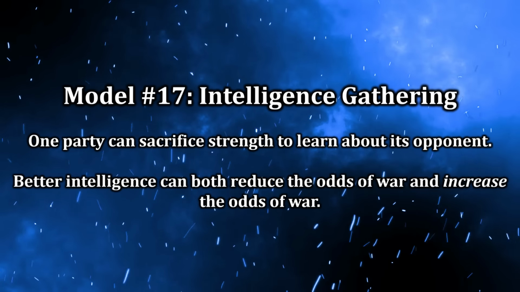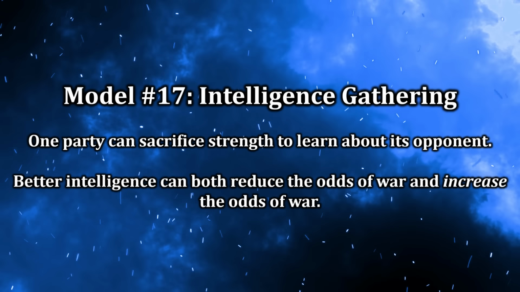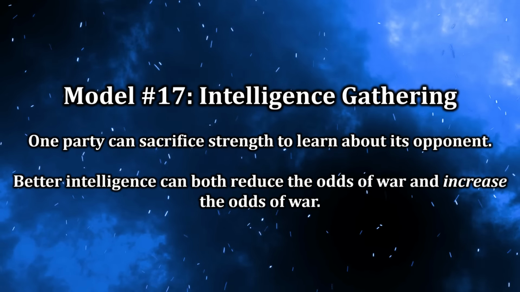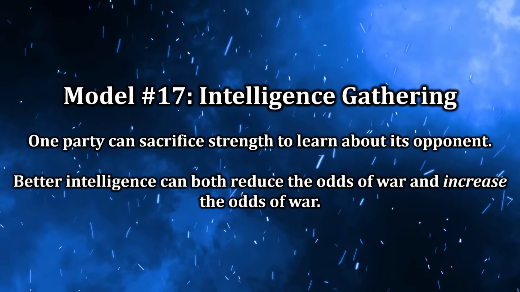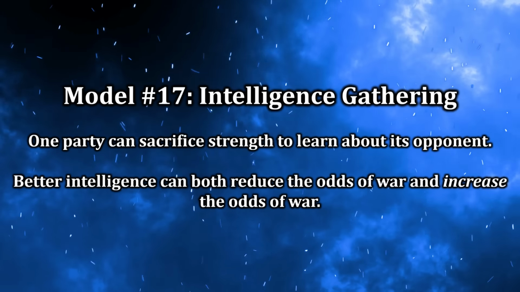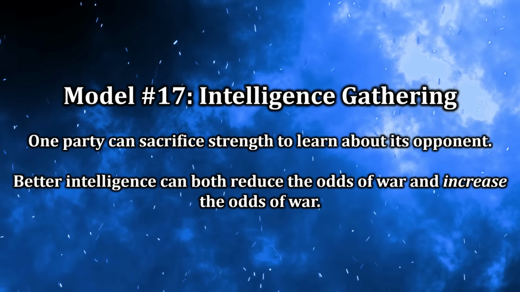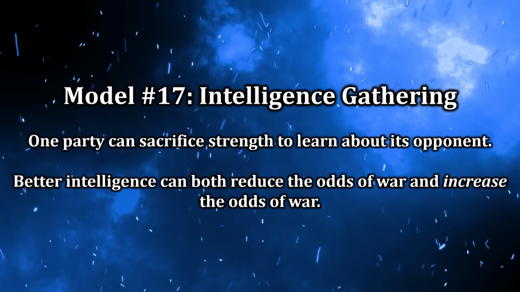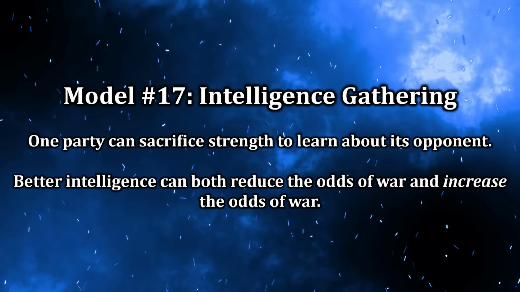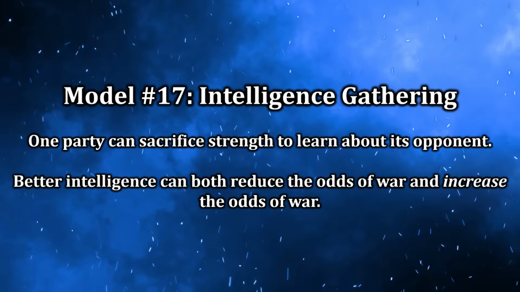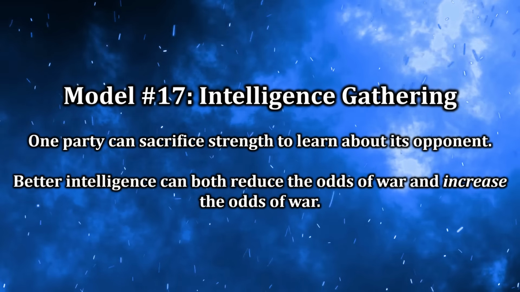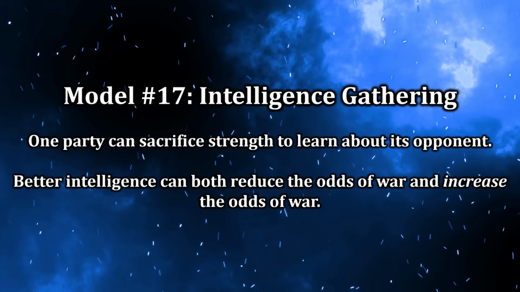Model number 17. Intelligence gathering. What if, in the presence of uncertainty over costs, a state could pay an intelligence agency to try to obtain better information, but that itself comes at the cost of diverting resources to winning the war? Reassuringly, the intelligence agency can catch mistakes that would have otherwise led to overly optimistic offers, and therefore war.